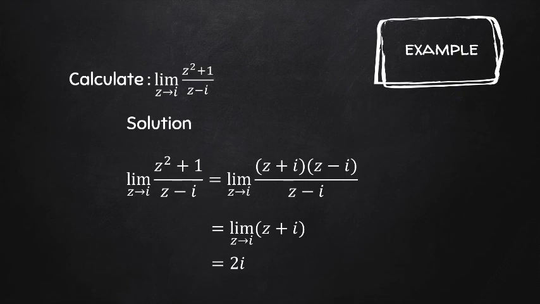We got it from the factorization of z squared plus 1 to be (z plus i) times (z minus i). And then we can simplify, and we get the limit as z tends to i of (z plus i) is equal to 2i.